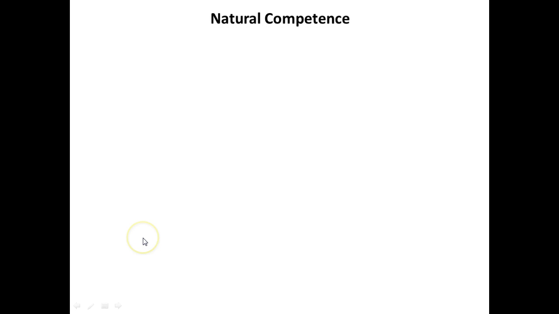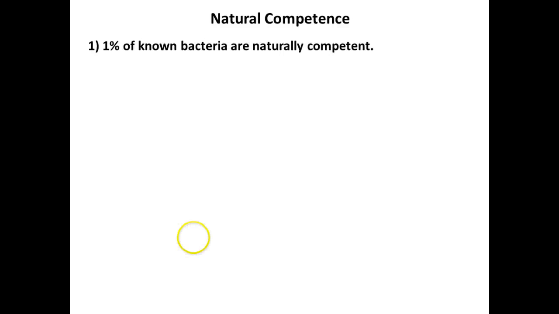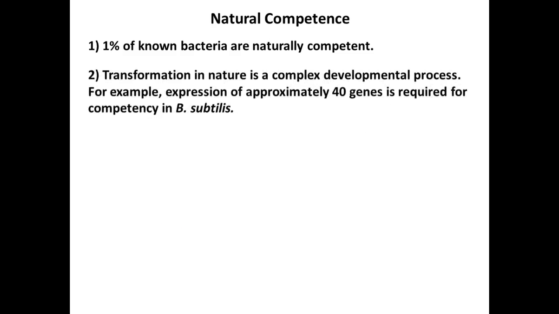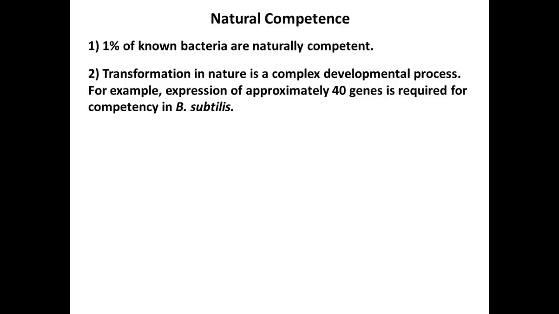So in order for this to happen, the cells have to be willing to take up the DNA, and we refer to that as competence. About 1% of known bacteria are naturally competent, having the ability to take up DNA from the environment. It's a complex situation. There are several genes that regulate this. For instance, Bacillus subtilis has been studied, and there are 40 different genes involved in the ability to be competent, right? Ability to take up DNA from the environment.